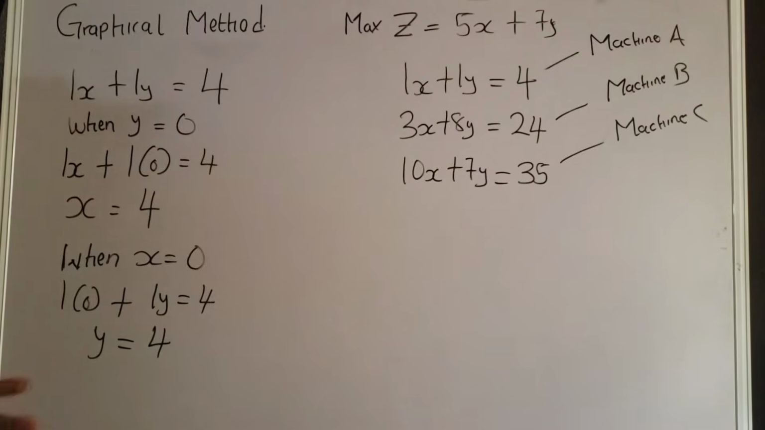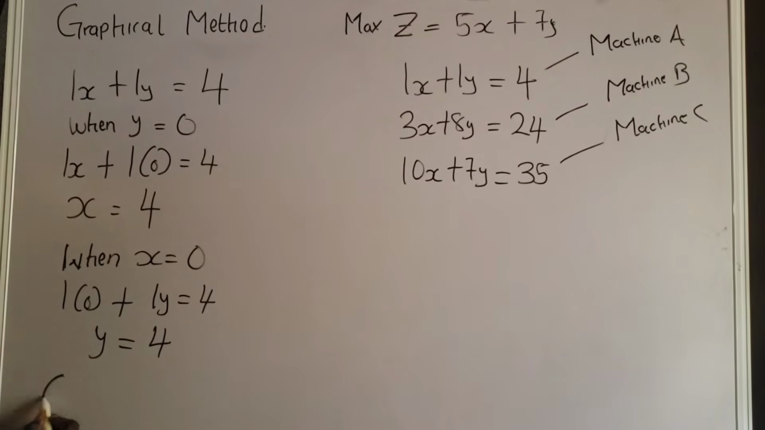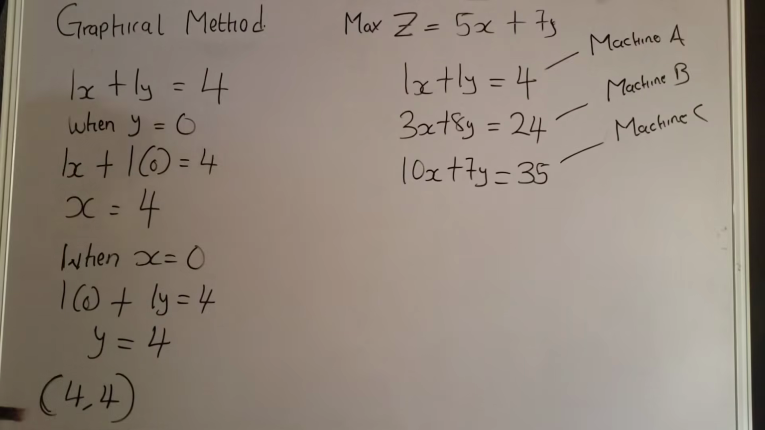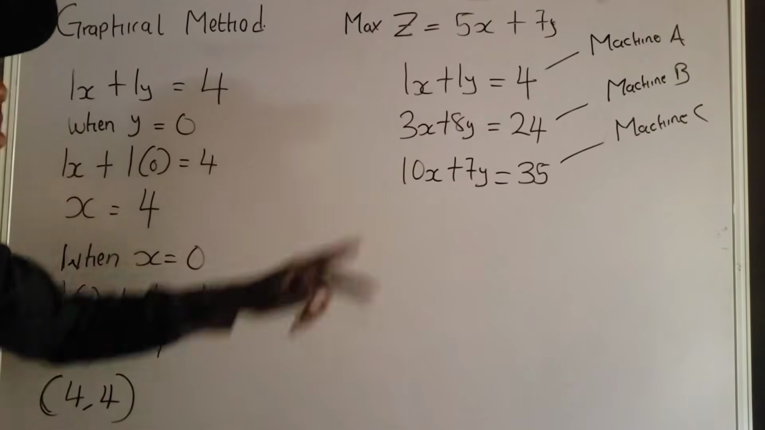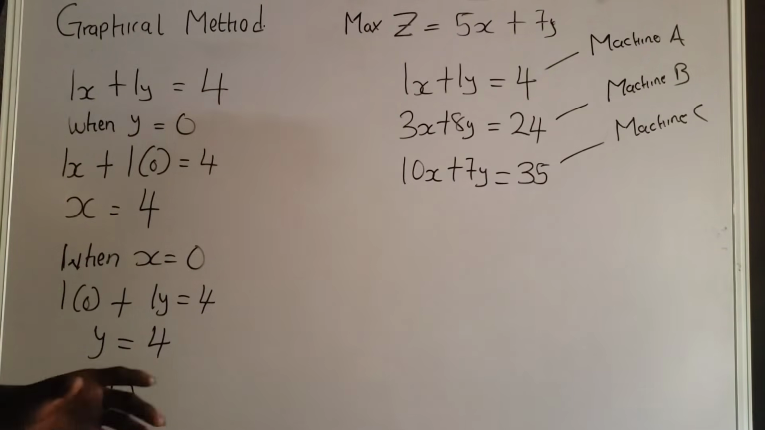So the amount of product Y that the company can produce when the company is not producing product X is what? 4. You understand what I'm saying? That is the total amount of product Y that the company can produce if the company does not wish to produce product X: 4. So I have gotten the zeros, x comma y, that is what? 4 comma 4. Okay, keep this. Let's proceed to the second constraint. Let's find the zeros of the second constraint.